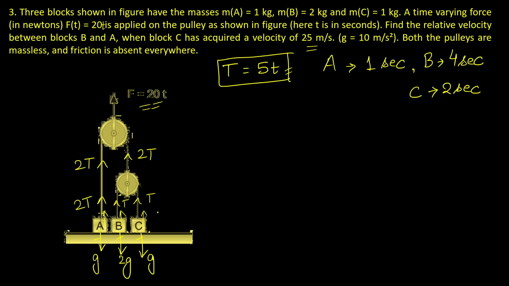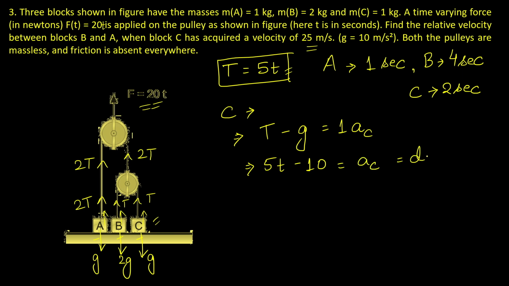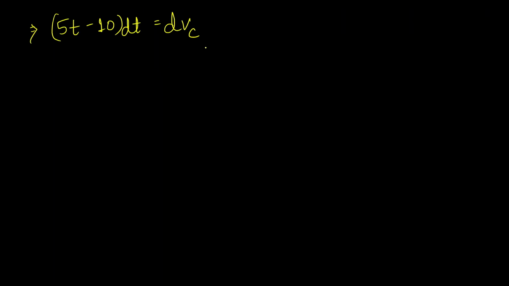So for that we need to find the acceleration of C. For C, in the upward direction, force T minus G is equal to mass of C, that is 1, into a, the acceleration of C. This is the equation. Now T we already know, 5t minus 10 is equal to aC, and this aC can be written as dVc upon dt. Now we are using calculus, so this dt can be taken to this side and we need to integrate. Basically (5t minus 10) dt is equal to dVc.